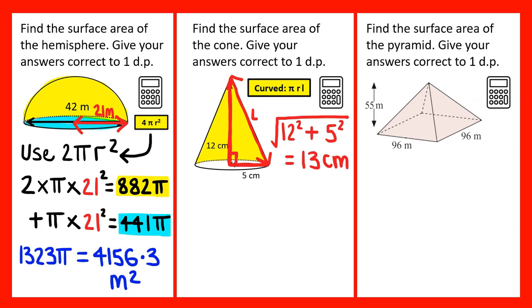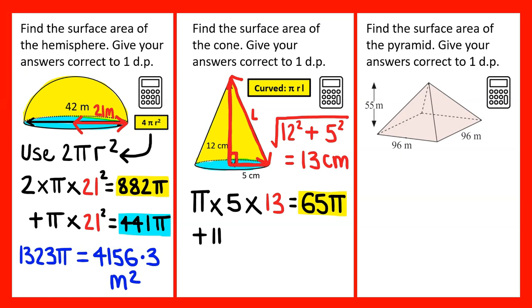Now I can go ahead and use pi rl, so pi multiplied by the radius, which is 5, and then multiplied by the slant height, labelled as L, which is 13. This is 65 pi. Similar to how I needed to find the circular base of the hemisphere, I'll also need to do the same for this cone. This can be worked out and added on to give me the total surface area.